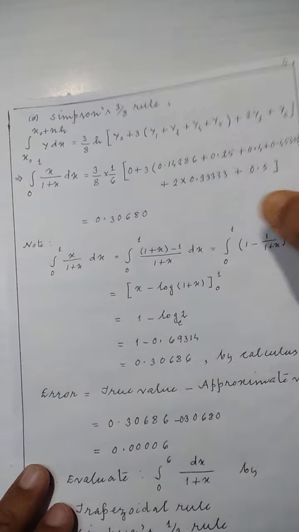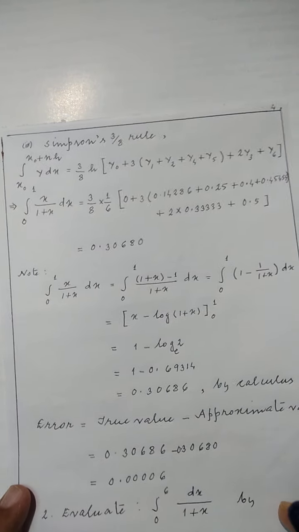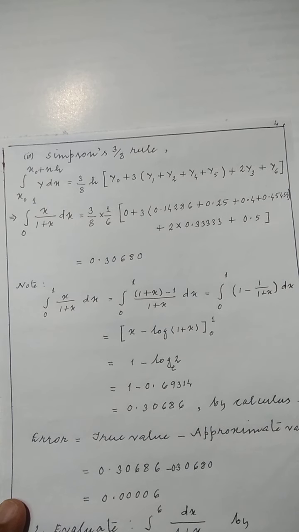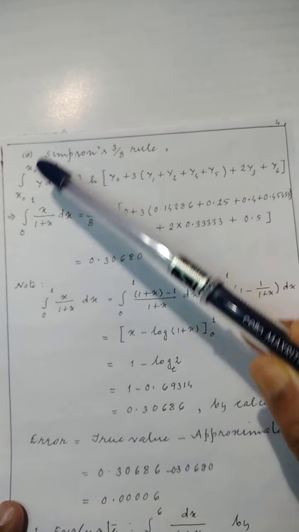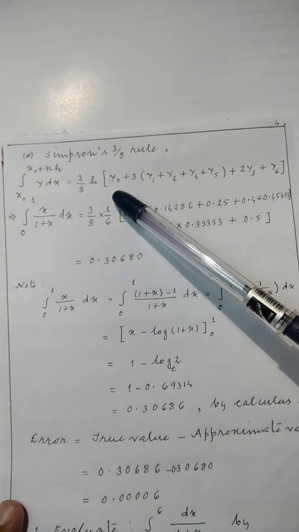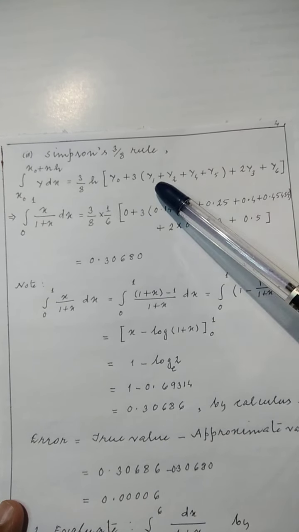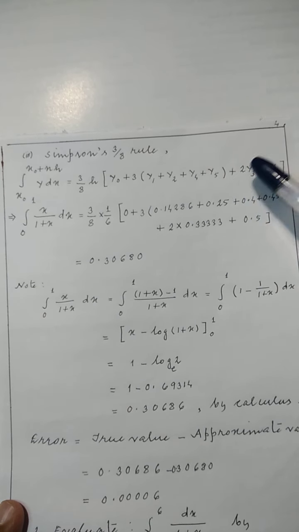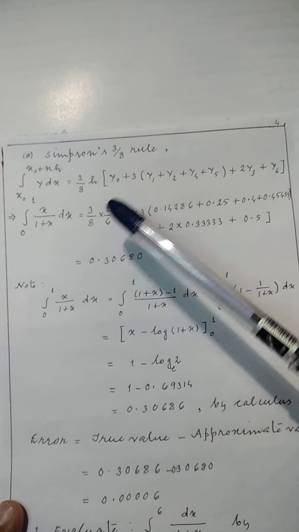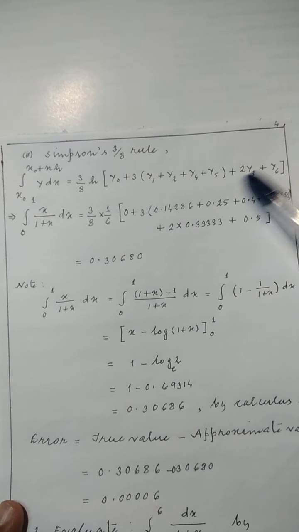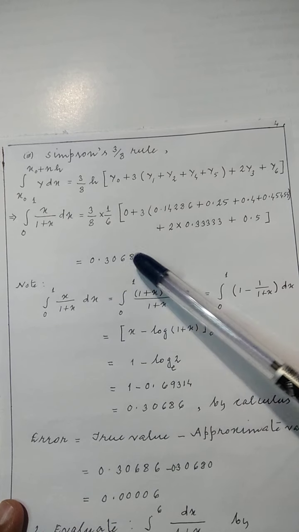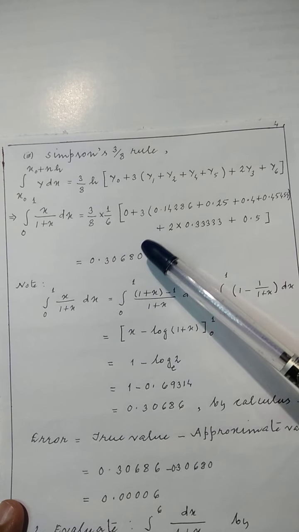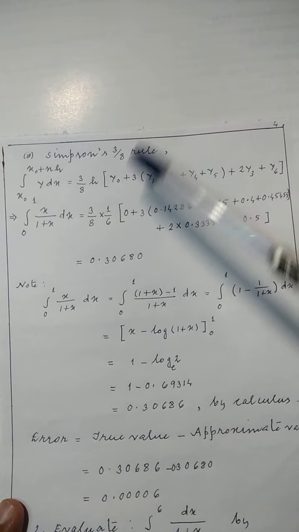So how to find out the value of this by Simpson's 3/8 rule? We have to take the help of Simpson's 3/8 rule. The result is the integral from x naught to x naught plus nh of y dx is equal to 3h by 8, then y naught plus 3 times the ordinates which are not multiples of 3, so it is y1 plus y2 plus y4 plus y5, then 2 times the ordinates which are multiples of 3, you can remember it that way, and the last ordinate. In the same way, you substitute the values of these entries and simplify, you will get 0.306880. So this is the value of the definite integral using Simpson's 3/8 rule.